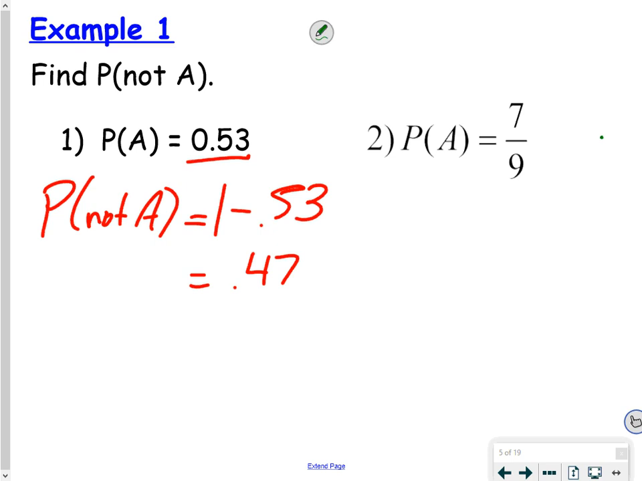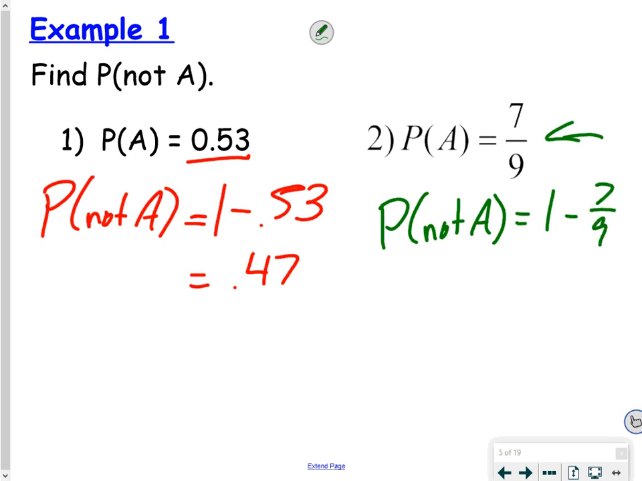But we also got to deal with some fractions. The probability that A happens here is 7/9. So the probability that A doesn't happen is 1 minus 7/9. 1 is just 9 over 9 in this case. This is all of the outcomes, 9 out of the 9. So that would leave 2 outcomes remaining.